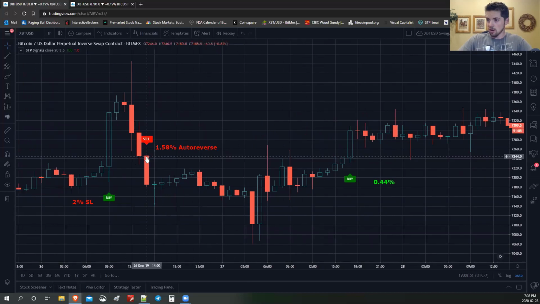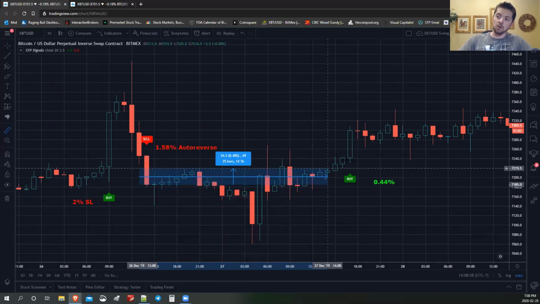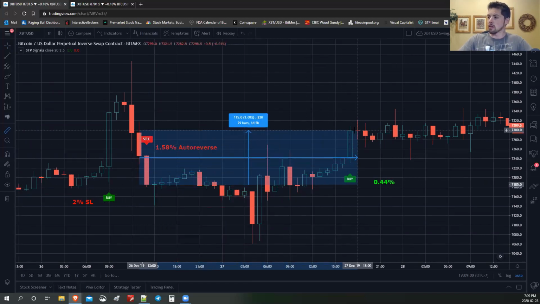So a signal auto reverse is this. I'm in a short right now. Okay, everything's all good. However, I don't close it, I don't intervene or whatever, and the buy signal comes in and we close this deal here. 1.58% auto reverse. So that's what I'm getting at when I'm saying auto reverse. So you're in a short until a long comes in, you're in a long till a short, vice versa, right?